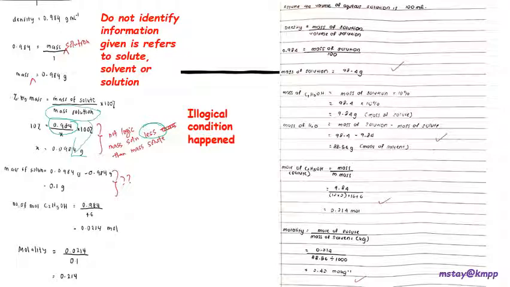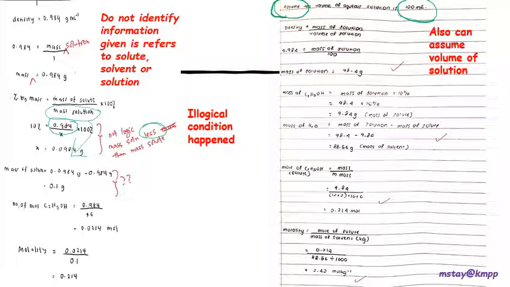Now, look at the second example. We notice the student does the assumption. However, the assumption is not based on the mass, but it is based on the volume. So when you do an assumption, there are a few dimensions that you can choose according to the question.